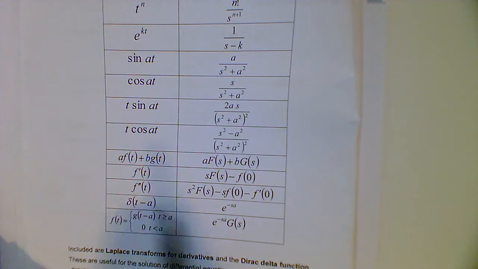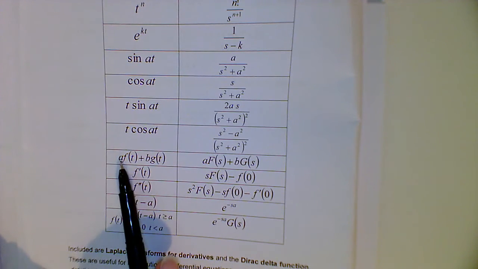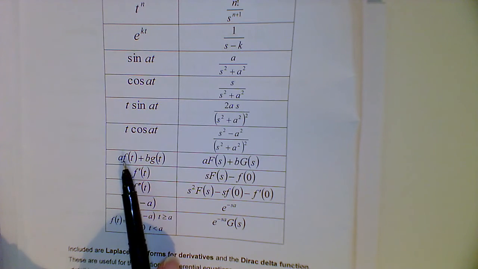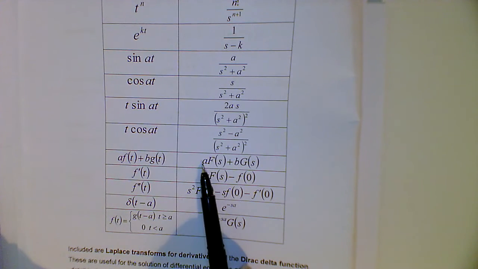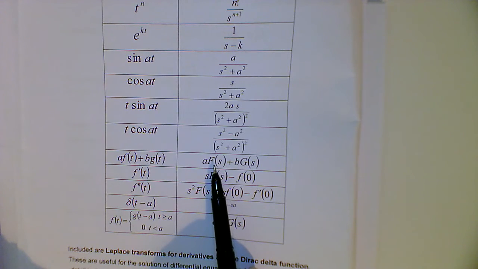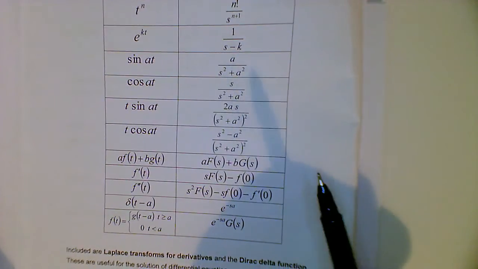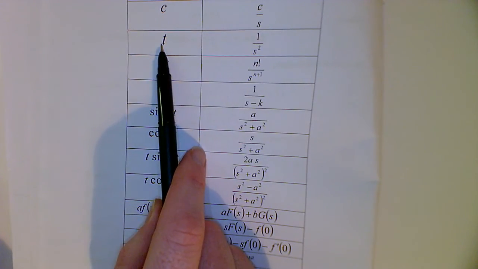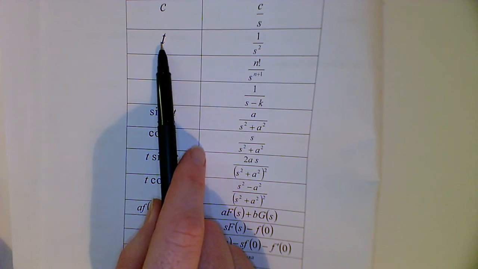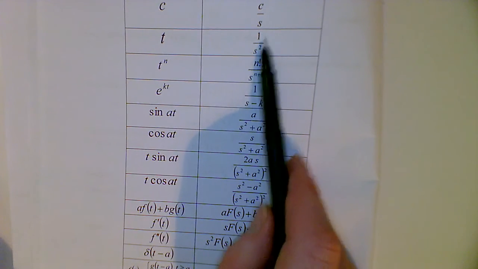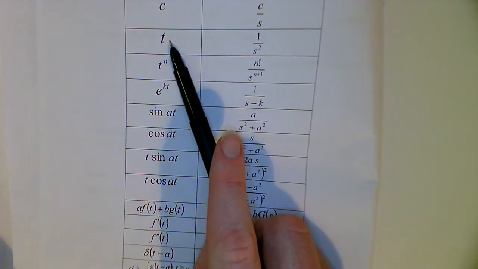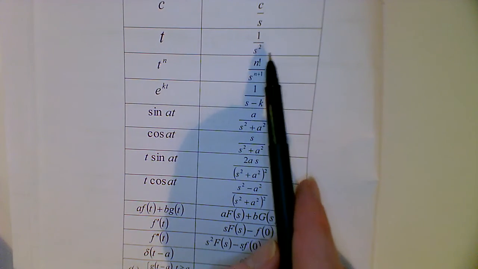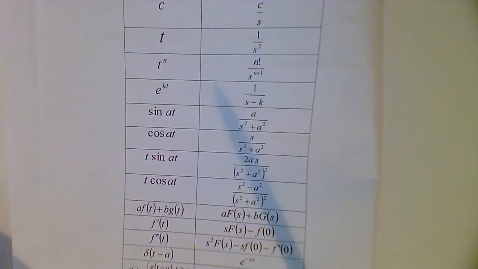Right, this bit here tells me that if there's a constant in front of your function, like a 4, then the constant just goes in front of the Laplace transform. So this is exactly what you think. If I had 4t, that's 4 times t, and the Laplace transform of t is 1 over s squared, so the Laplace transform of 4t would be 4 over s squared. But I'll do a few examples of that.